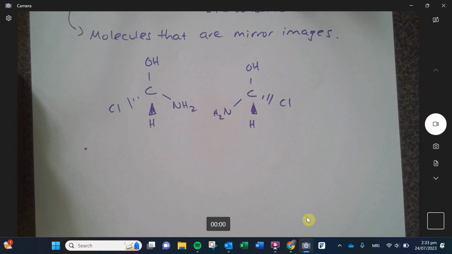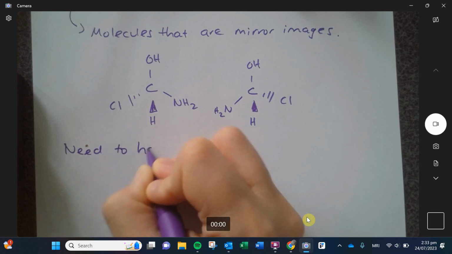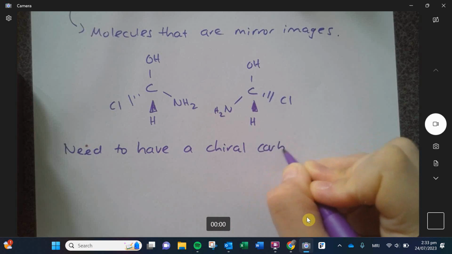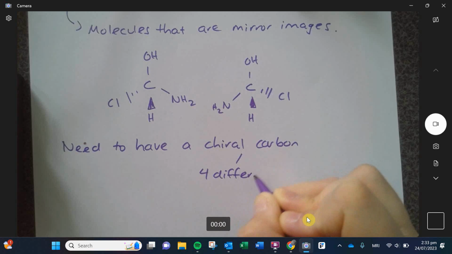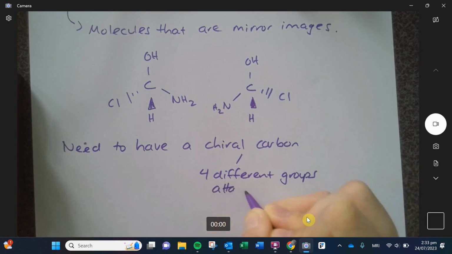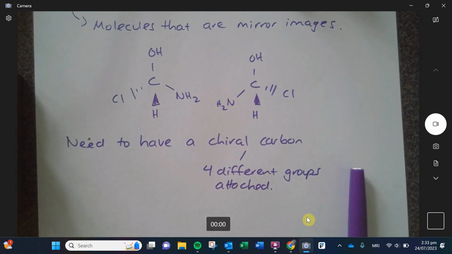Now, in order for me to do that, I need something called a chiral carbon. And a chiral carbon just has 4 different things attached to it. If I didn't have 4 different things attached to it, it wouldn't form mirror images, because then I could rotate it. Yeah, we're talking in 3 dimensions.